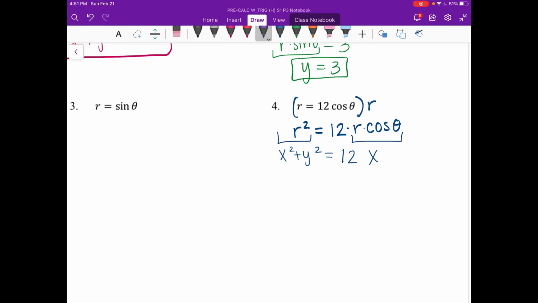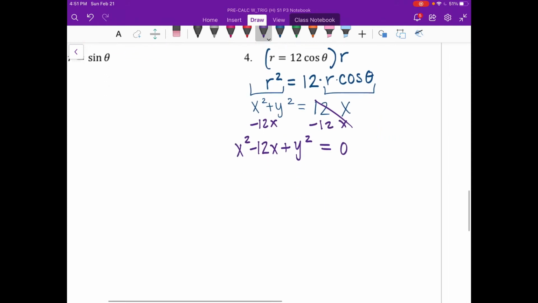Now we want to try to simplify this a little bit more. And so I'm going to subtract the 12x over to the left. So this equals 0, and I'm going to write them next to each other: x squared minus 12x plus y squared is here. Now, in this case, we want to simplify this by using what's called completing the square. And it may be a while since you last did this.